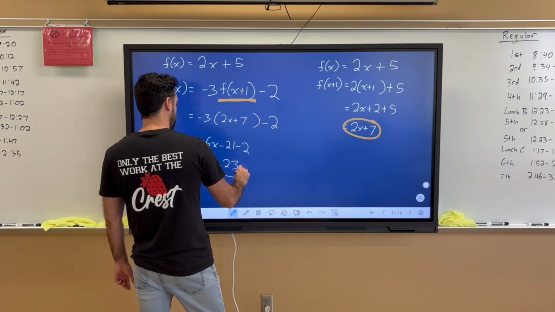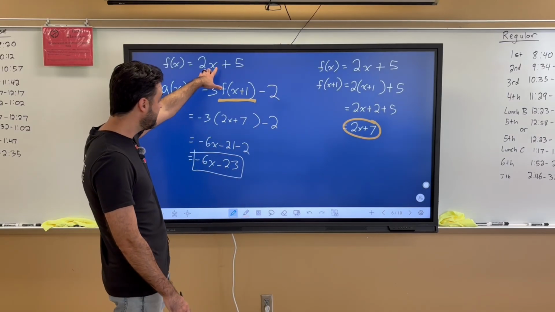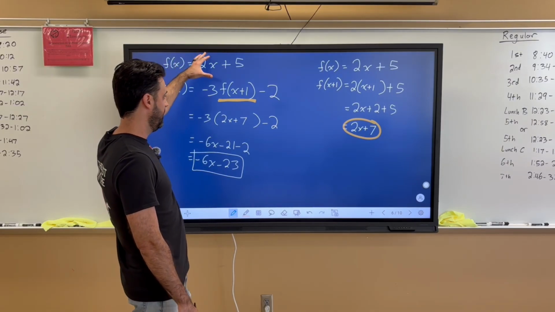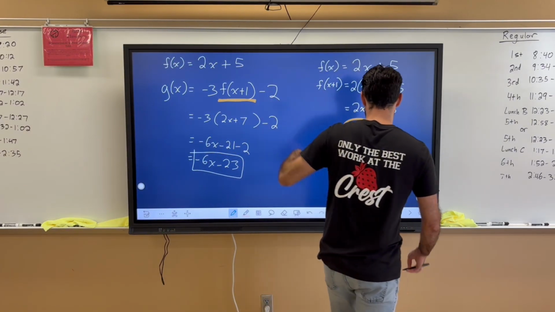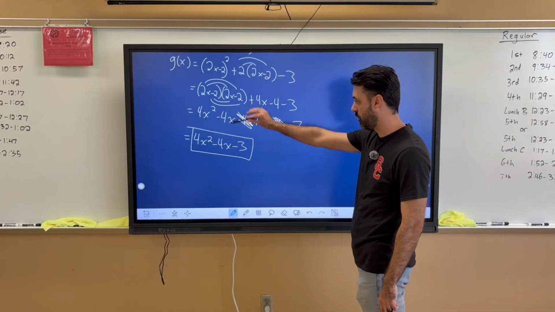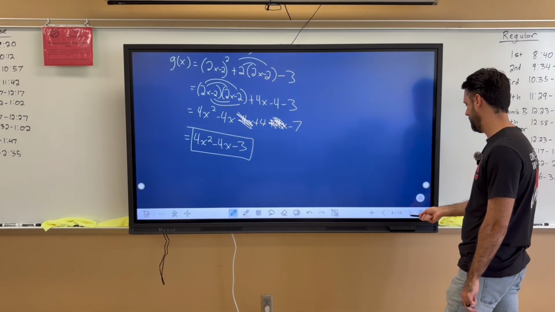Now, this one wasn't horrible because I made the f of x function kind of easy. But if it was an x squared function, and I had something like this, again, it'll be more like the last question, but with even more once we end up with that right there. All right, so that's why these can get a little bit tricky.